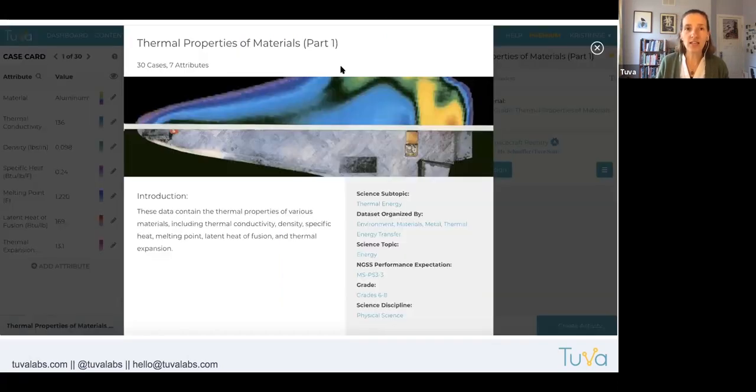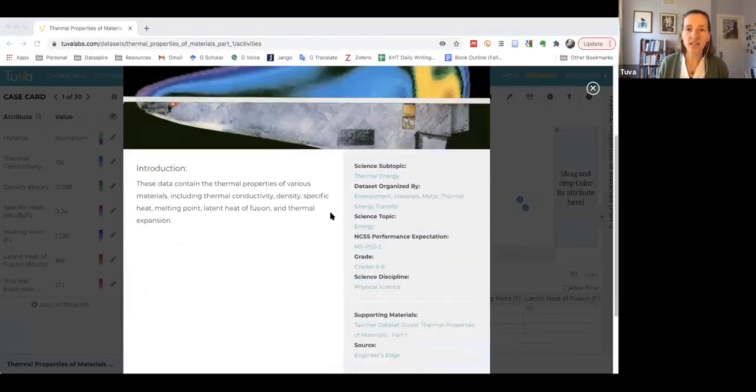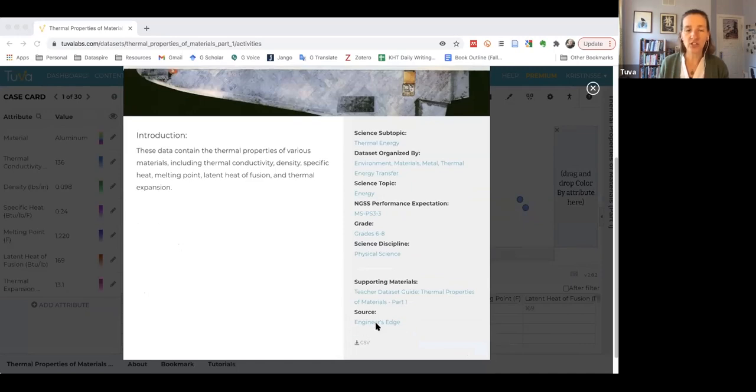So let's dive in and take a look at this data set, the thermal properties of materials that Tuva has within their data set. Just a quick orientation of what we're looking at. The data come from Engineer's Edge.